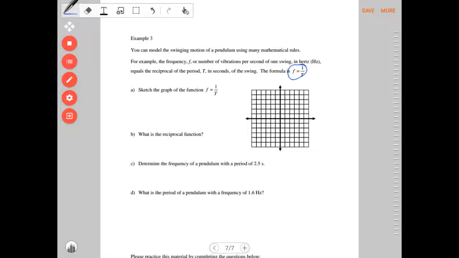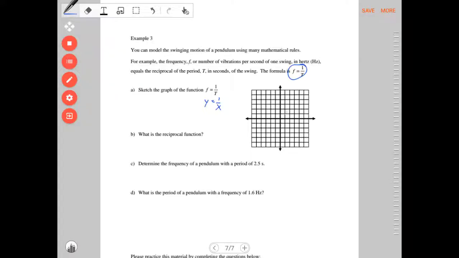Okay, not a big deal. Frequency, that's the number of vibrations per second. Okay, and t is the time for one swing. All right, so the formula is f equals 1 over t. Okay, so sketch the graph of this. Well, remember, we don't graph f's and t's. We usually graph y's and x's. Hey, we've already seen this equation before.